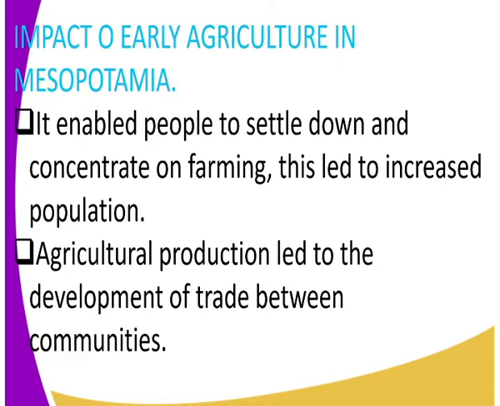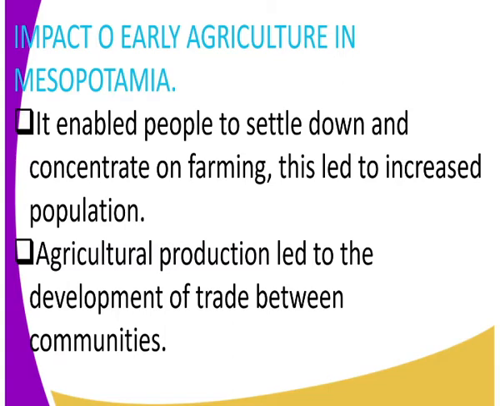Now you might ask yourself, them settling down and concentrating on farming, how did it increase population? Remember, when there is enough food, people procreate. That is what it simply means. So when there was enough food, people procreated, and that in turn increased population.